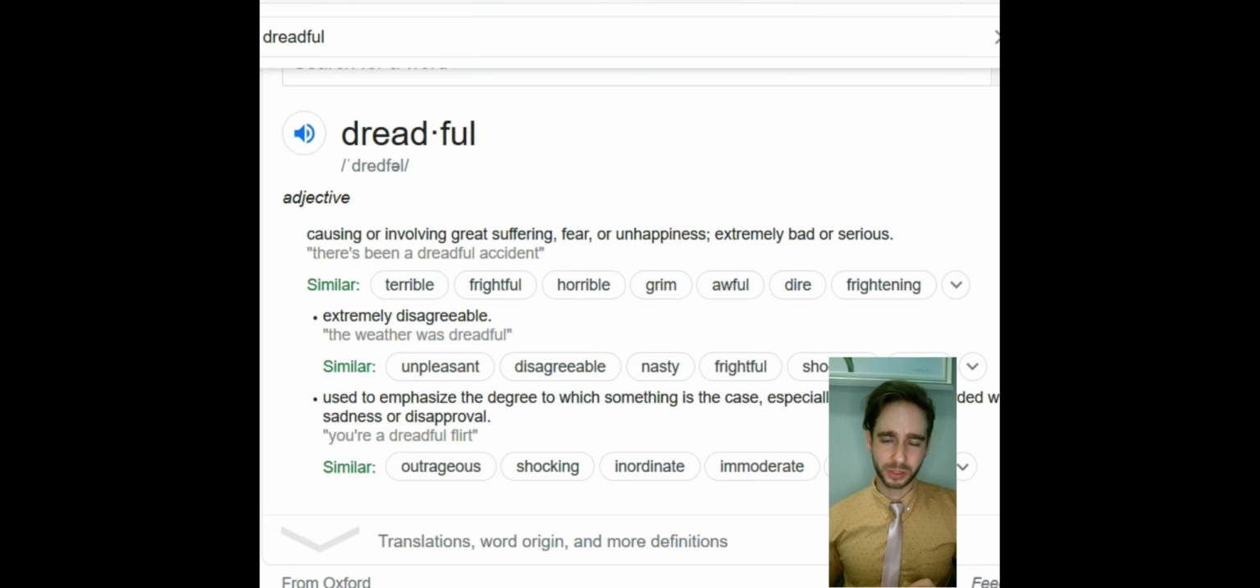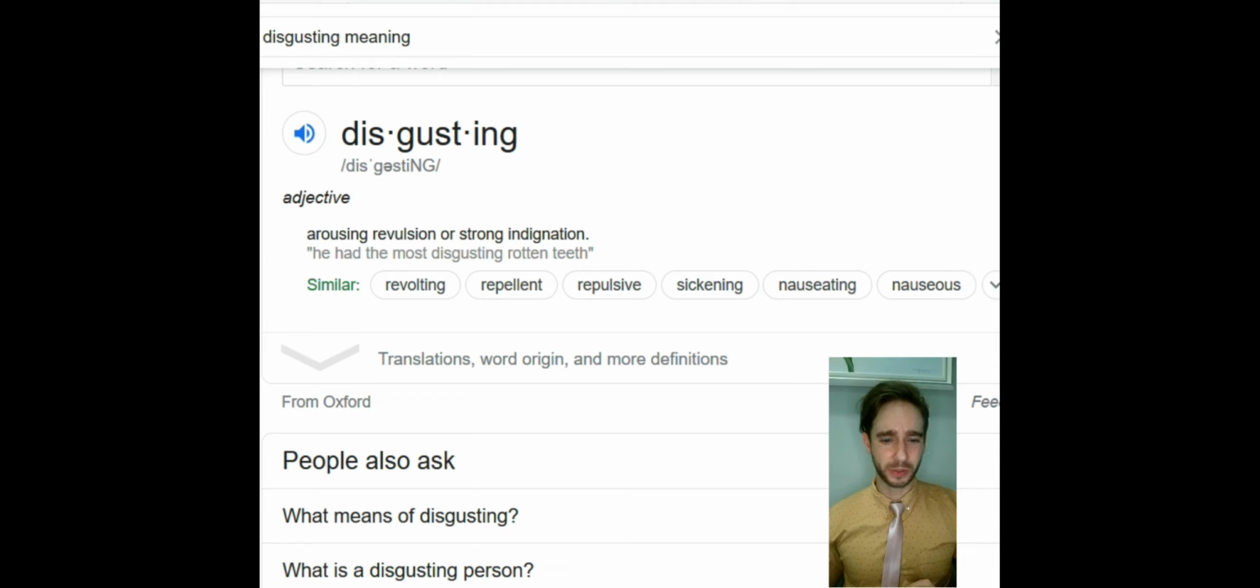Another word to use for that home is disgusting. I used it earlier to describe it. It is absolutely disgusting. Ew. In this case, looking at its definition, it's an adjective, and it means to arouse, to bring about revulsion or strong indignation.